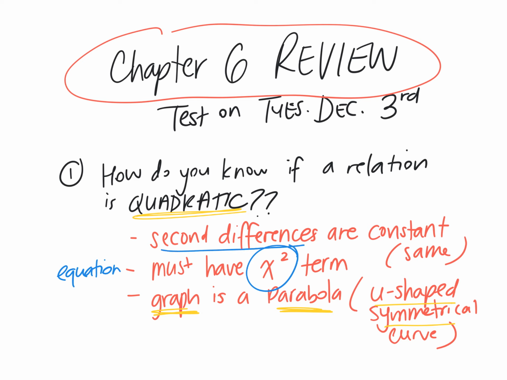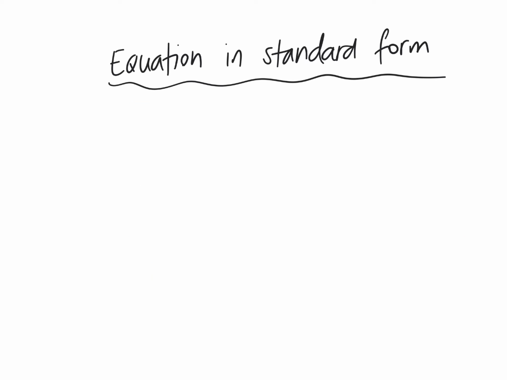And if you calculate the second differences and they're all the same, if they're constant, the same number every single time, then you know it's going to be quadratic. The equation, when it's written in standard form, is y equals ax squared plus bx plus c.